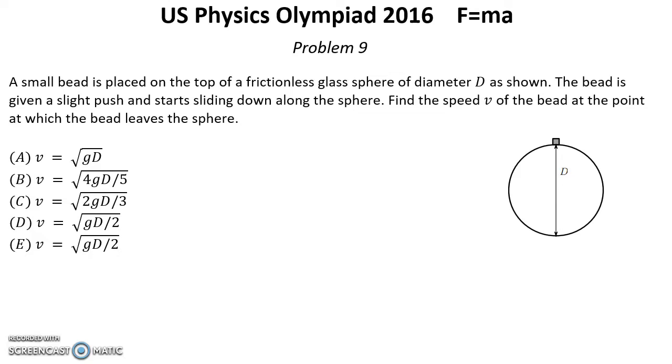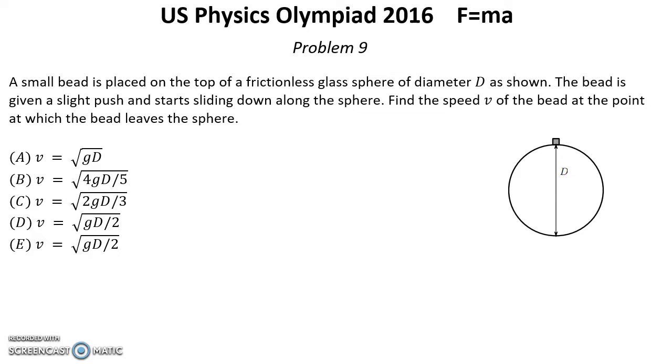Problem number 9. A small bead is placed on the top of a frictionless glass sphere of diameter d as shown. The bead is given a slight push and starts sliding down along the sphere. Find the speed v of the bead at the point at which the bead leaves the sphere.